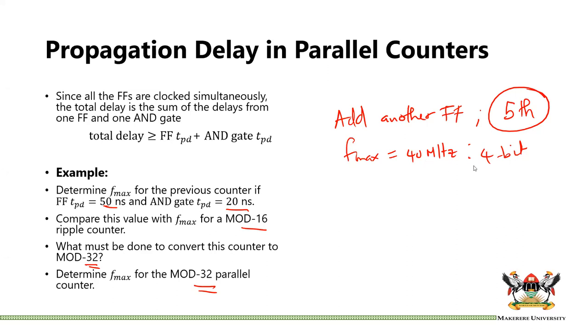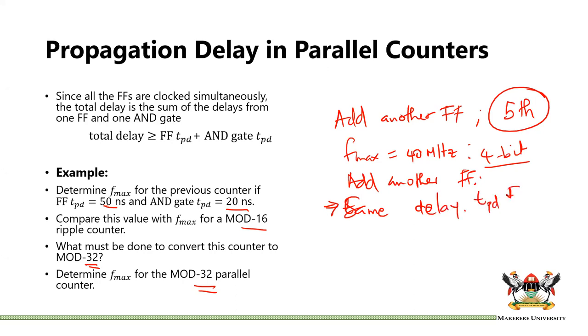So this is a 4-bit counter, and we have seen that it will have an F max of 40. So what if we add another flip-flop? Even if you add another flip-flop, you will still have the same delay. Even if you add 1,000 flip-flops, you'll still have the same delay from TPD of the flip-flop and TPD of the AND gates. And so it does not change the maximum frequency.